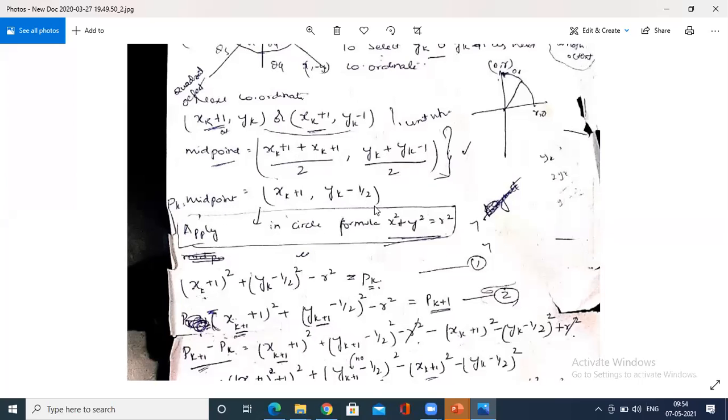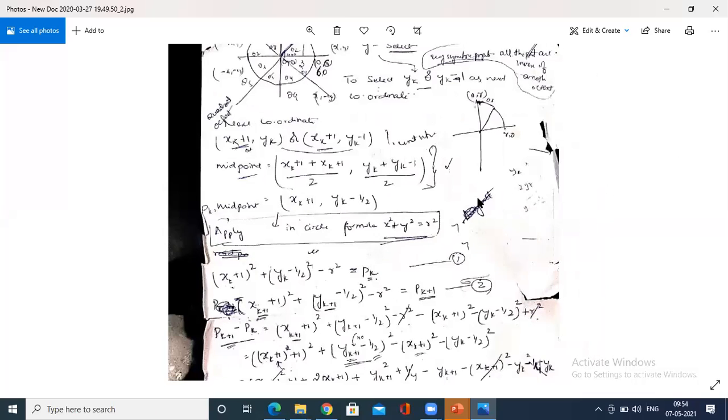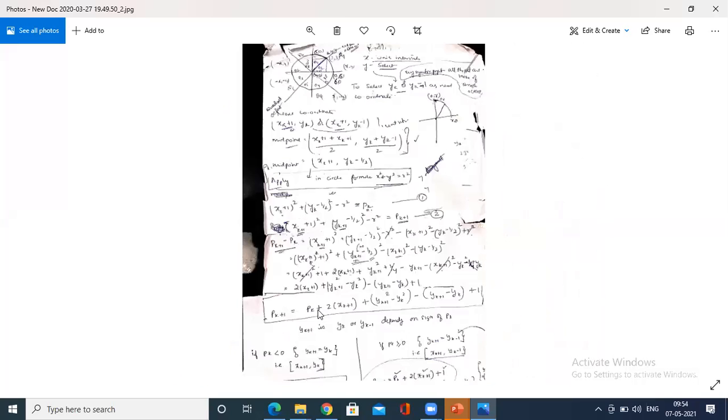So we apply these midpoints in the circle formula. What is the circle formula? x square plus y square equals r square, to find the decision parameter. The derivation is very simple, and I'll give this document also. Applying it, pk equals xk plus 1 square plus yk minus half square minus r square, in the circle formula to find the value of pk. This is equation number 1. Similarly, for the next interval, pk plus 1 equals xk plus 1 subscript, yk plus 1 subscript, minus r square. Similarly, we continue this derivation to determine the value of pk.